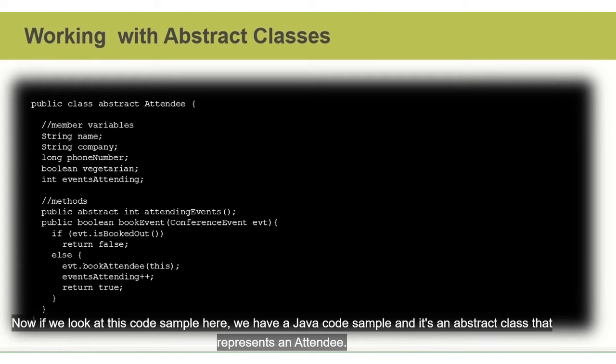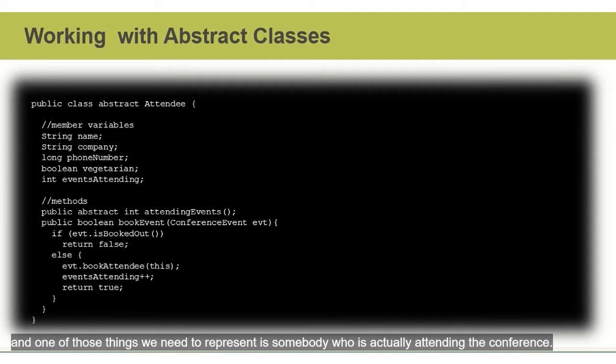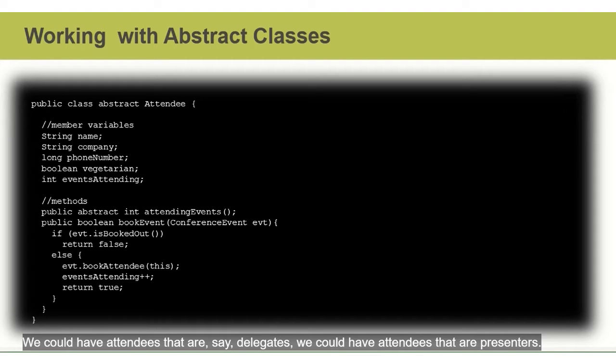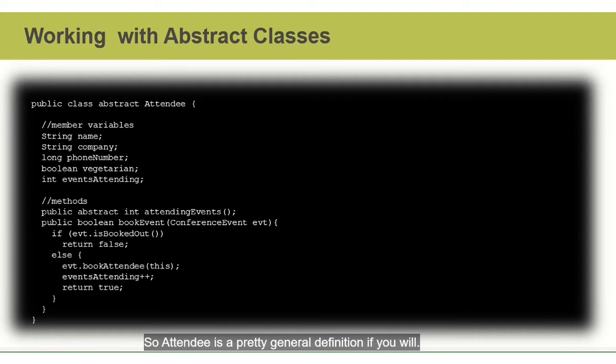Now, if we look at this code sample here, we have a Java code sample, and it's an abstract class that represents an attendee. So we think about a conference, and say we're writing a program to represent the different aspects of the conference, and one of those things that we need to represent is somebody who's actually attending the conference. So attendee, in this case, is fairly general. We could have attendees that are delegates. We could have attendees that are presenters. We could even have attendees that are actually people working at the conference to help other people. So attendee is a pretty general definition, if you will.